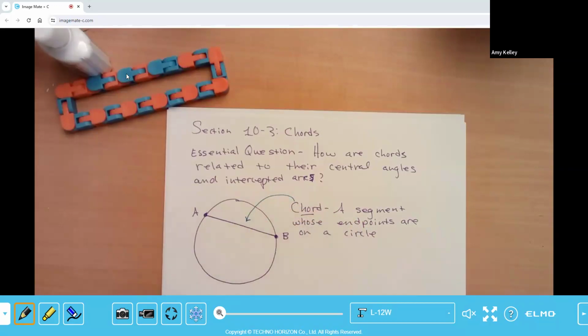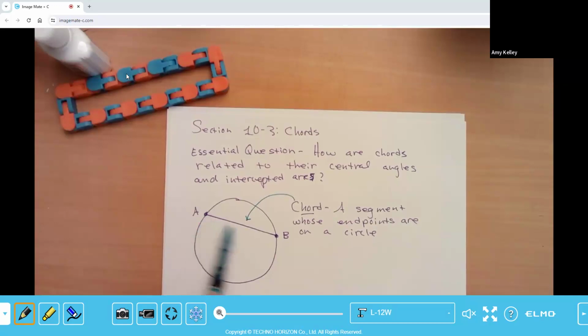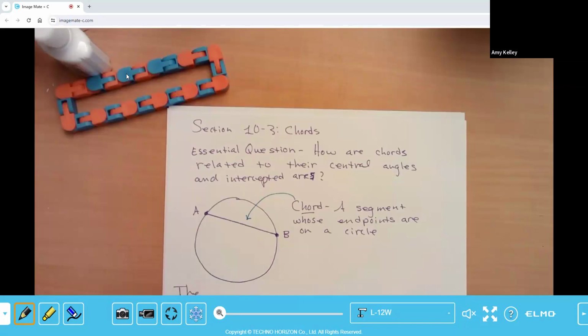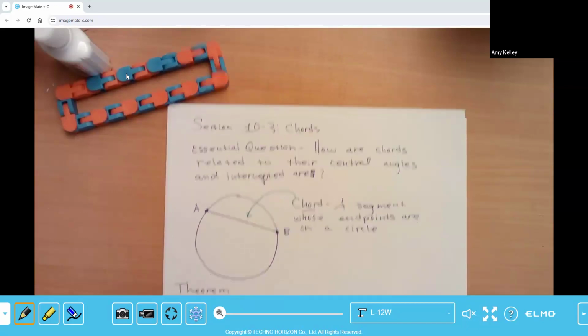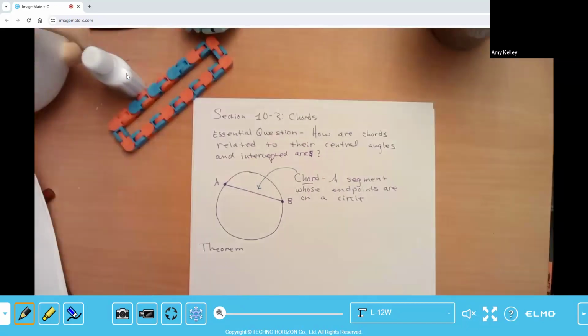A diameter of a circle is a chord of a circle, right? It's one that passes exactly through the center of the circle. But chords can really pass through the circle any place. They just wouldn't be defined as a diameter, except if they pass through the center. The only rule is that they have to have endpoints on the circumference. We'll jump right in with the theorem.